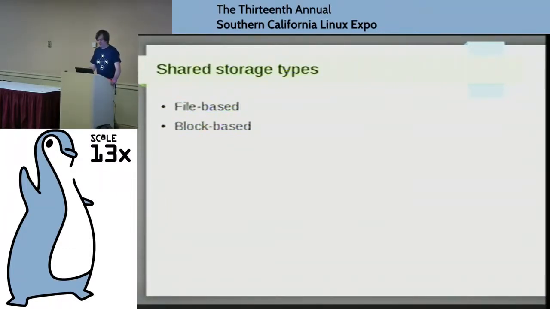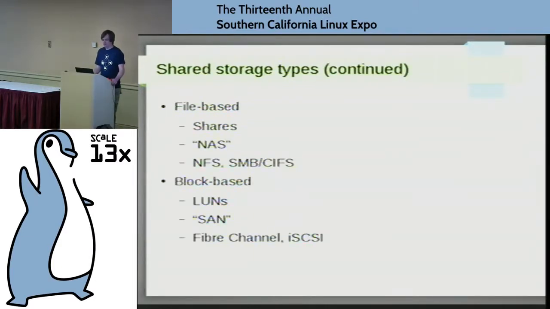So let me give you some basics about shared storage. There are two basic types: file-based and block-based. File-based you can think of as file shares, like an NFS share or a CIFS, SMB, or Samba share. Basically, the clients of the shared storage are accessing actual files, and the shared storage sends the files out to the clients. Block-based is basically just raw data. Instead of shares, you would have things called LUNs. Two common types of block-based shared storage are Fibre Channel and iSCSI.